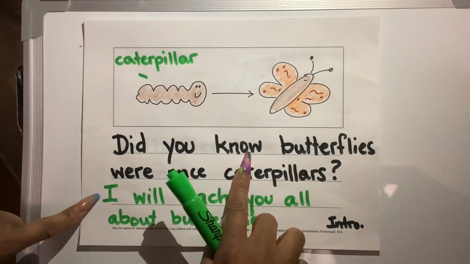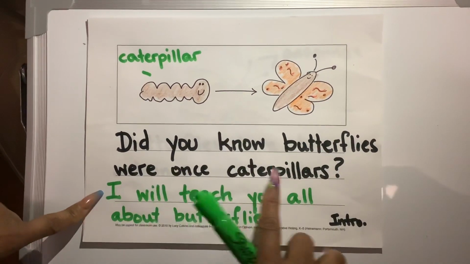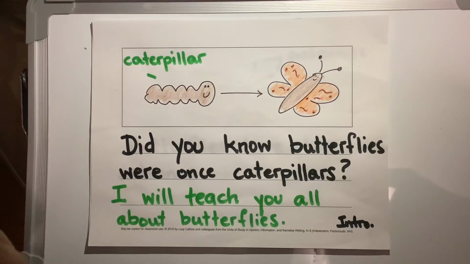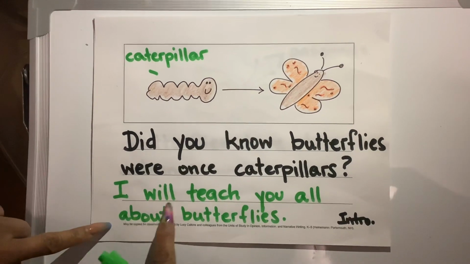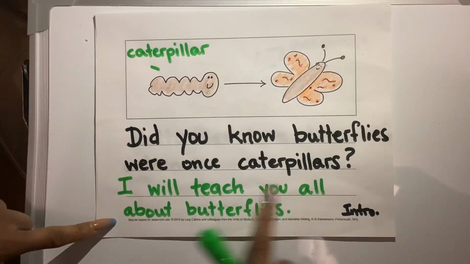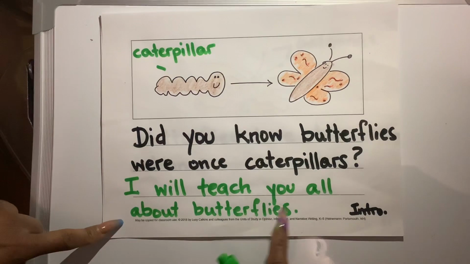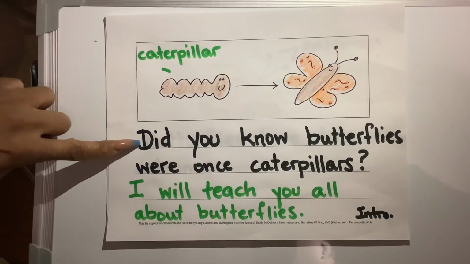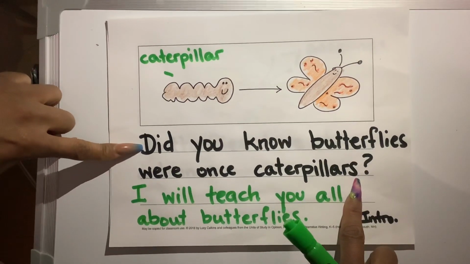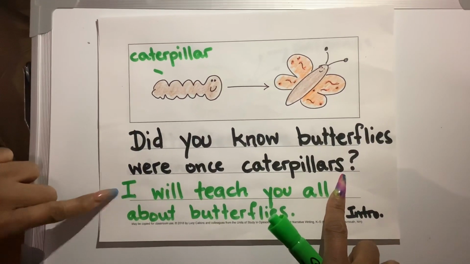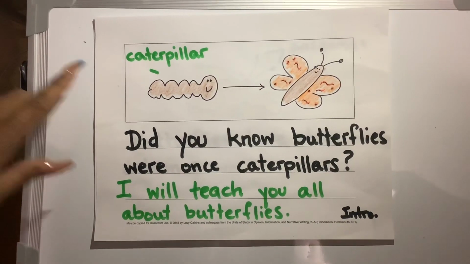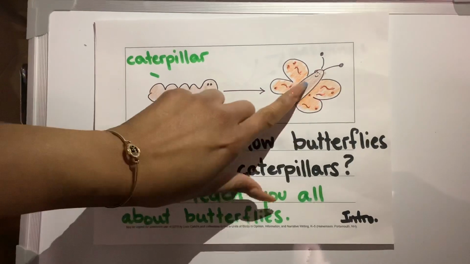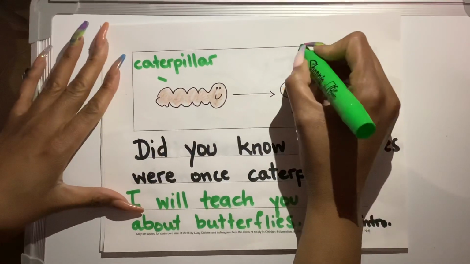Did you know butterflies were once caterpillars? I put a question mark because I asked a question. I will teach you all about butterflies. And there's a period. So I began both my sentences. My first sentence was a question. And then I started my other sentence with an uppercase or capital letter. I have my caterpillar that is labeled. And now I'm going to add butterfly.